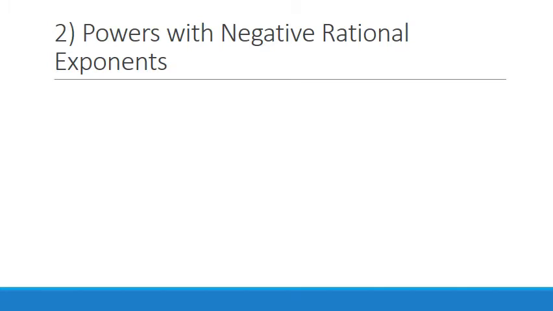Okay, so now negative rational exponents. Let's do another example here. And again, our instructional word is going to be evaluate. So it's going to be the same deal where we can't leave it as a negative exponent. We're going to have to make it positive before we can evaluate.